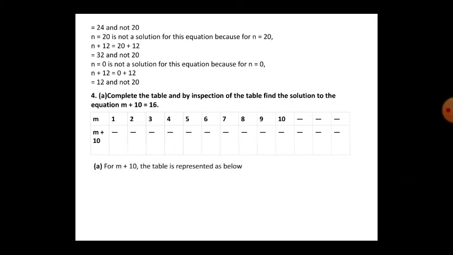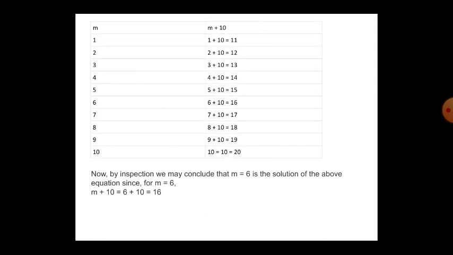For m plus 10, see, if you substitute m as 1, 1 plus 10 is 11. If you substitute m as 2, 2 plus 10 is 12. If you substitute m as 3, 3 plus 10 is 13. Like that, you substitute and go up to 10. Now by inspection we may conclude that m equals 6. So like that, it is the inspection method. If you substitute the values, it is called the inspection method.